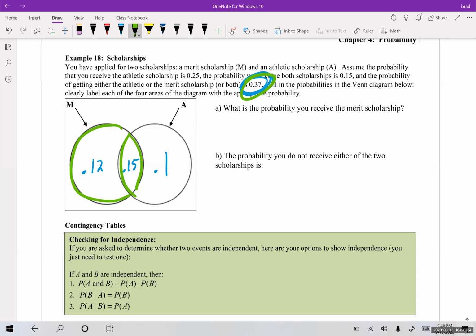I'm sorry, it looks bigger than 0.12. So don't think of it that way. Just think of it as the and area, the overlap is 0.15. That's what's important, okay? So it says, what is the probability you receive a merit scholarship?